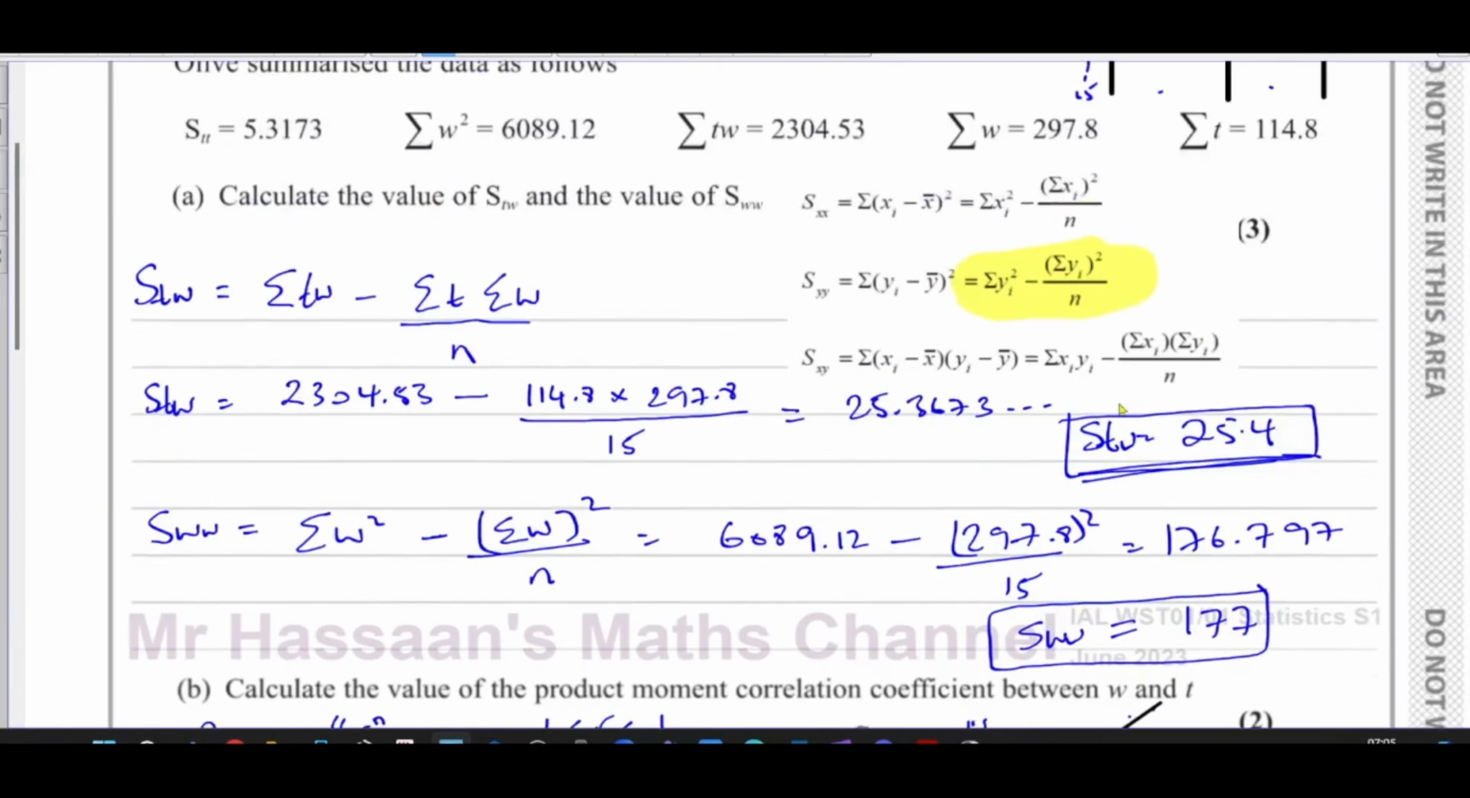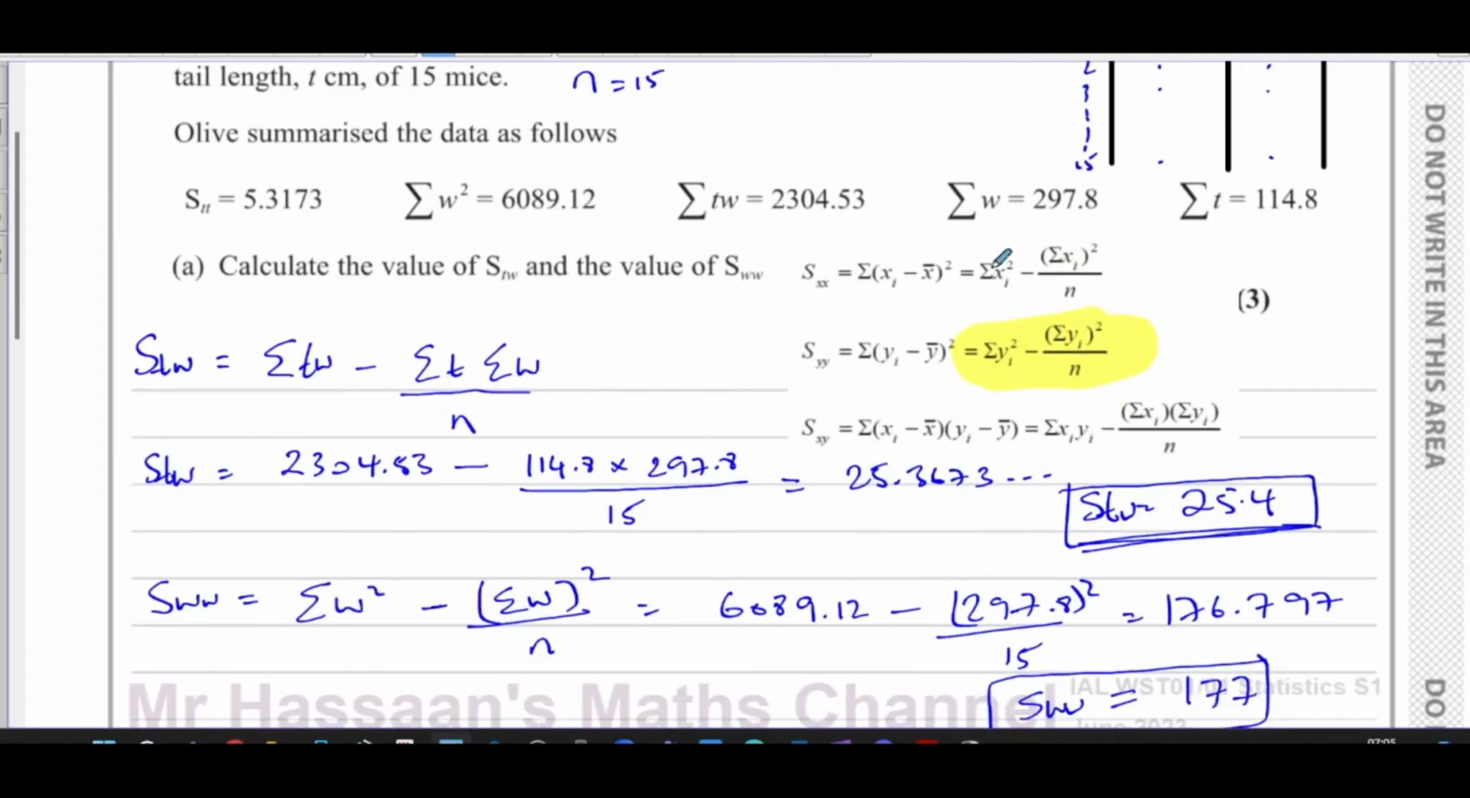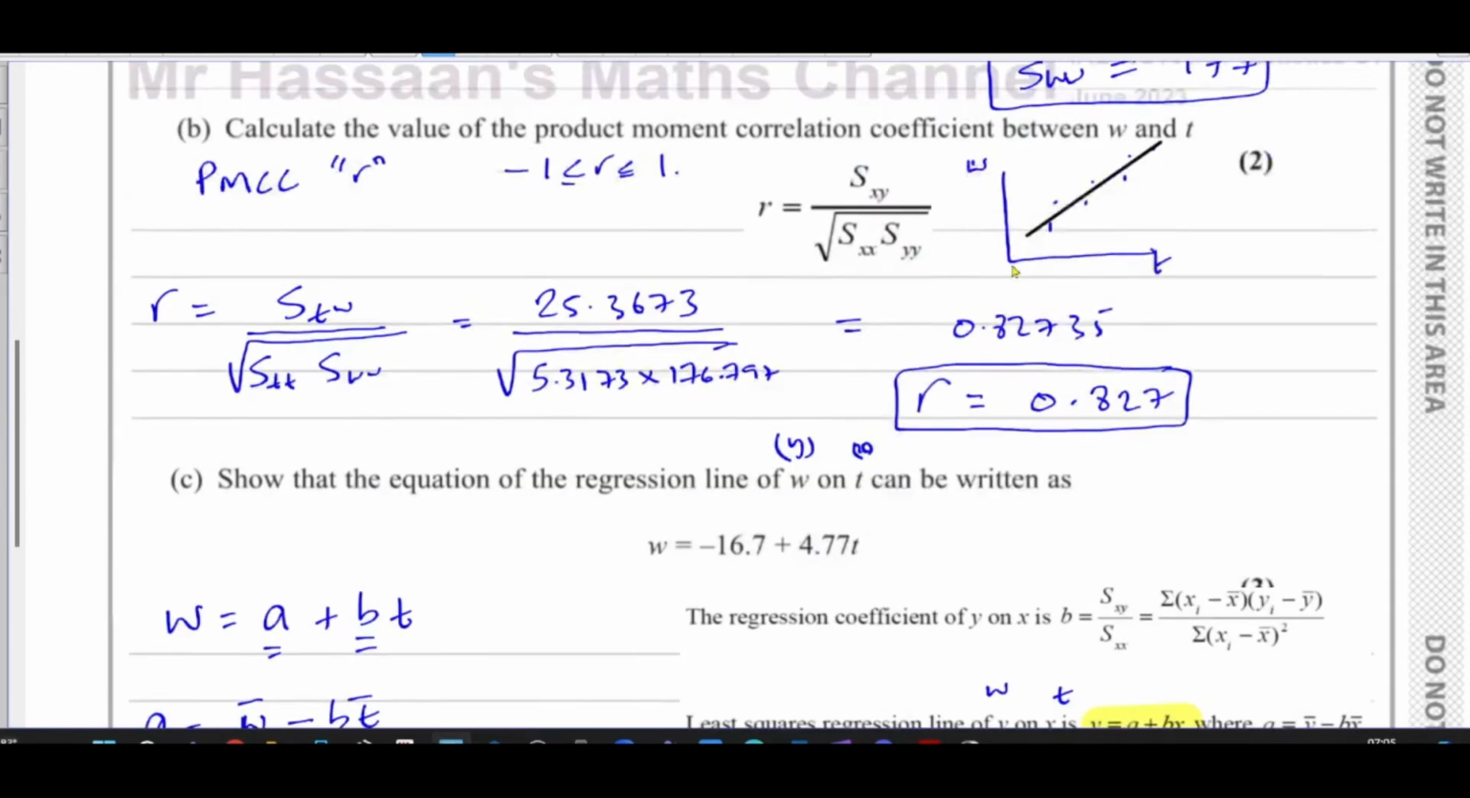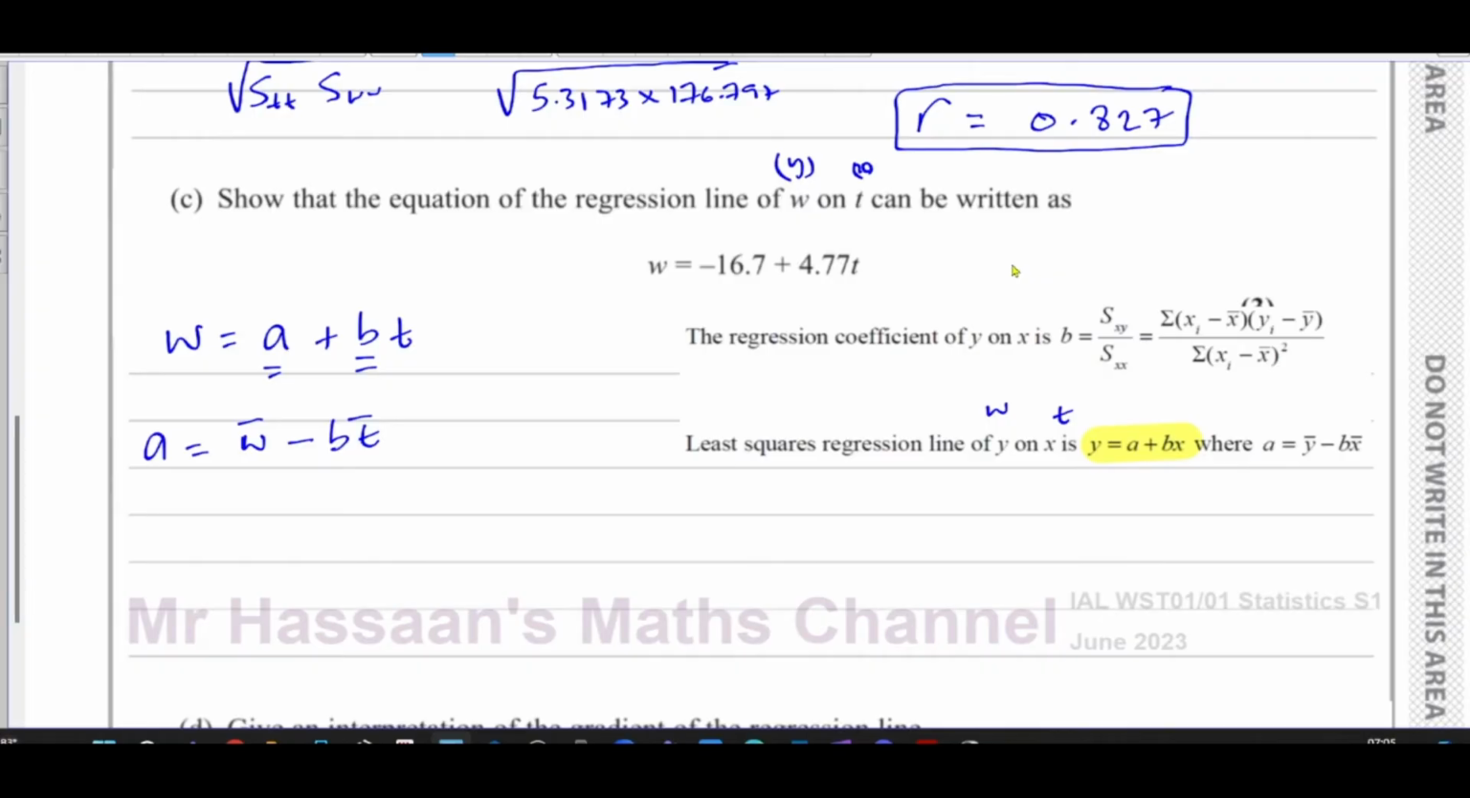The mean of Y and X is no problem, because the mean of W would be this divided by 15, and the mean of T would be this divided by 15. The mean is the sum divided by the number of entries. But we have to find what B is. For us to proceed, we need to know B, and they told us the regression coefficient of Y on X is B equals SXY over SXX. So B is equal to S, and instead of XY we have TW, over SXX, where our T is our X, so it's STT. That's going to be the value of B, which seems to be like the gradient of this line.